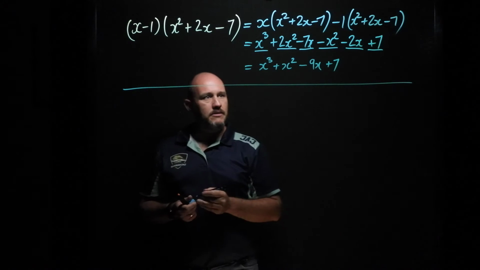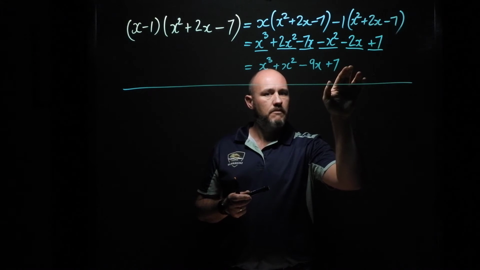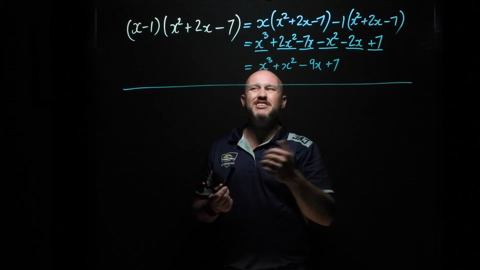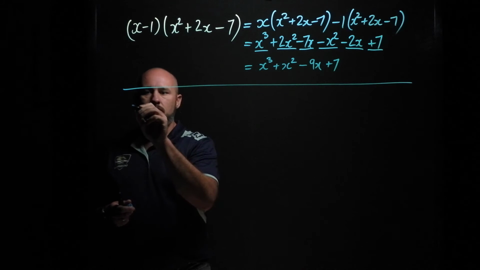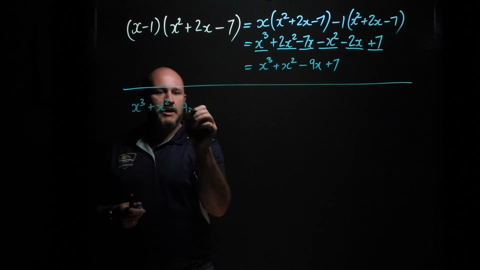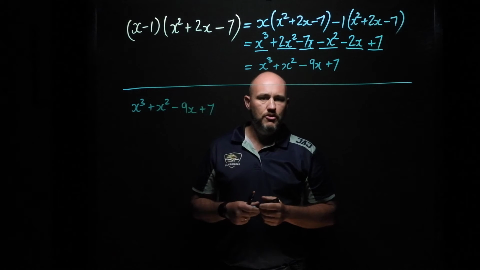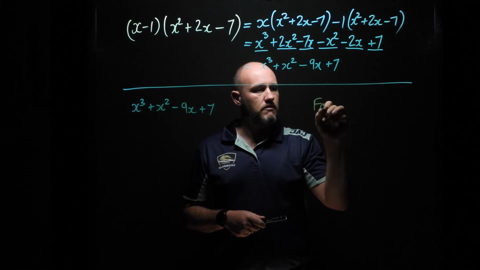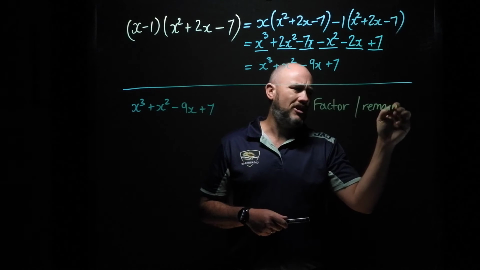But what it also means is that I might get a question where I want to factorise this guy. Now I already know the factorisation up here, but let's do this as if we didn't know that factorisation and see what comes out, and talk about a few things we notice. So I'll start with my x cubed plus x squared minus 9x plus 7. And this is where I'm going to introduce to you the factor theorem and the remainder theorem. They're two separate theorems, but they're very closely linked.